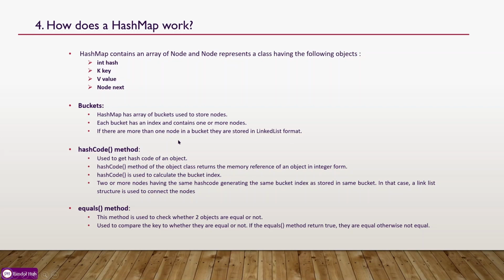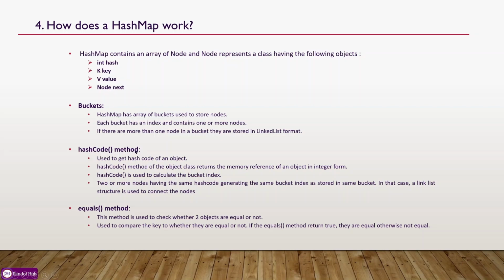So the HashMap is going to have a set of buckets, and these buckets are identified using an index, and each bucket has a set of nodes. Each bucket can have one or more nodes. If you have more than one, those nodes are interlinked with references, that is, each node is going to have the next node reference.